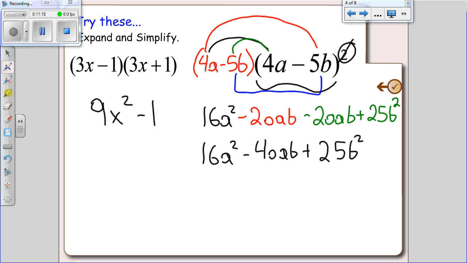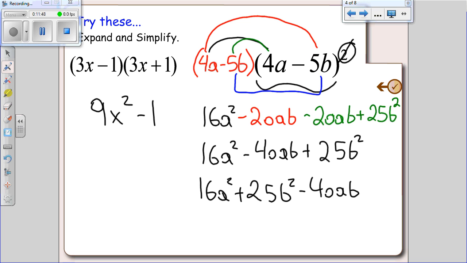Some teachers really want you to have the highest exponents first. So, some of you were saying you would have written it like this: 16a squared plus 25b squared minus 40ab. That's how some of you were taught how to do it. That's fine. It's the same answer. All you've done is move them around, and that's okay.